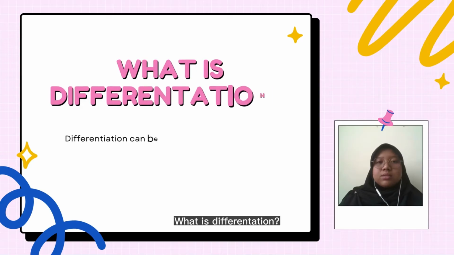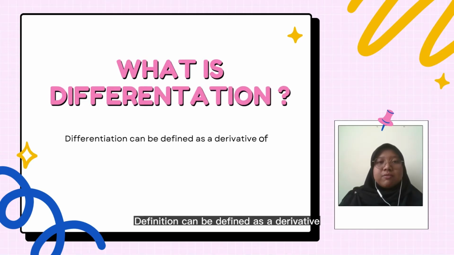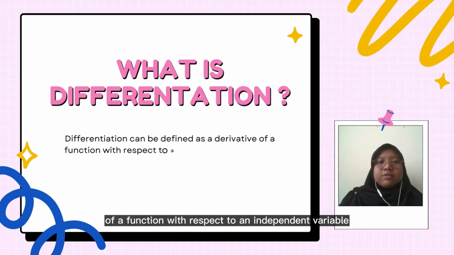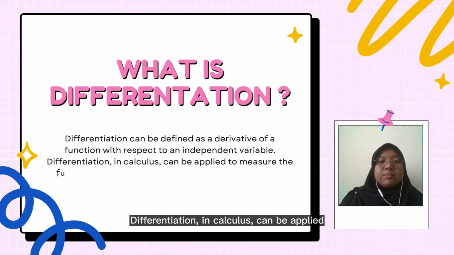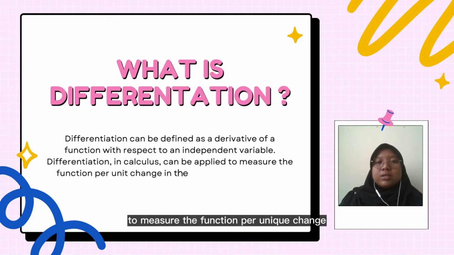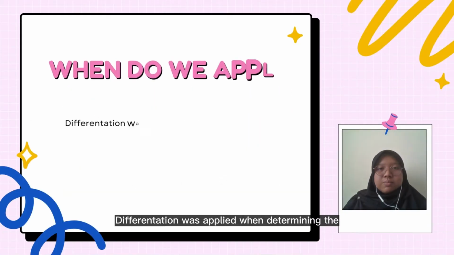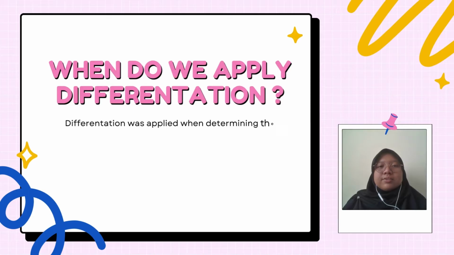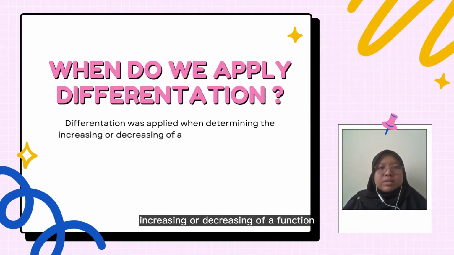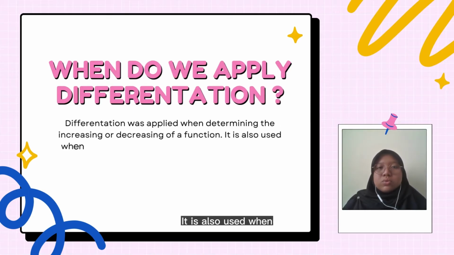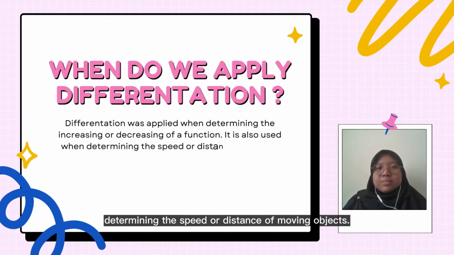What is differentiation? Differentiation can be defined as a derivative of a function with respect to an independent variable. Differentiation in calculus can be applied to measure the function per unit change in the independent variable. Differentiation is applied when determining the increasing or decreasing of a function. It is also used when determining the speed or distance of moving objects.